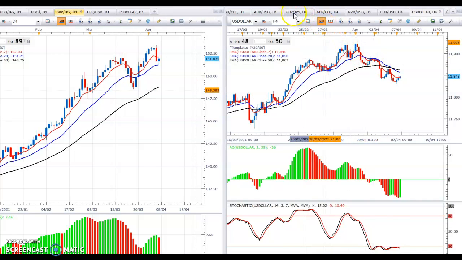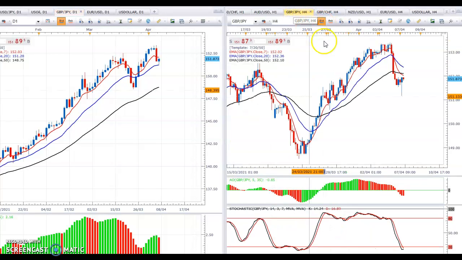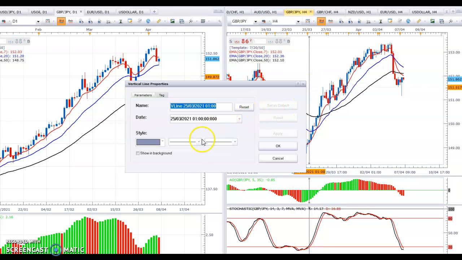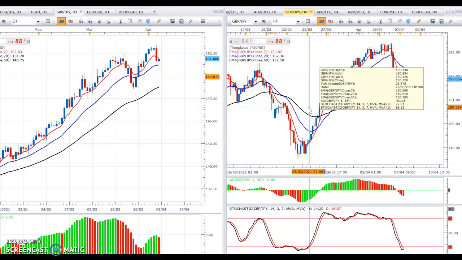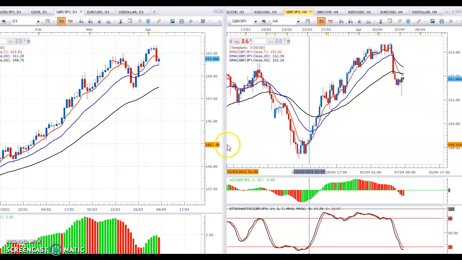So we're going to switch now to the pound yen. Pound yen, as we all know, has been in a trend for quite some time. And we had a swing low back here, didn't we? If you remember. And I've drawn a line there. Let's widen that line a little bit. Now that line there is the point at which this becomes a swing low.